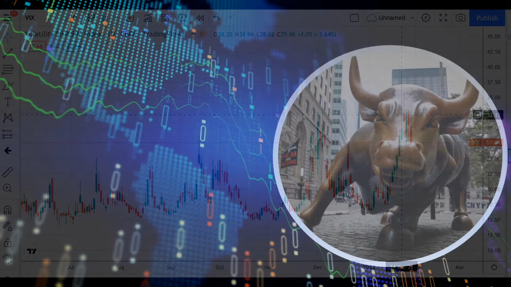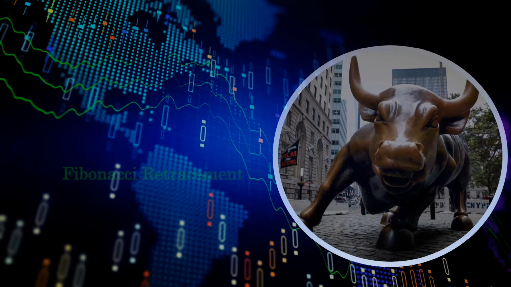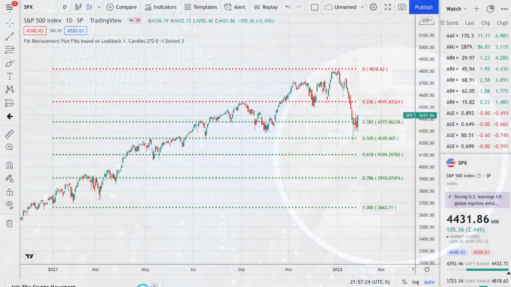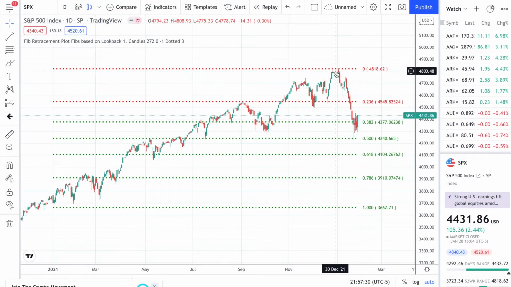Many of you may be asking what we should be looking at right now from a technical perspective. One technical indicator you may want to be paying attention to is Fibonacci retracement and the support and resistance levels determined by it.